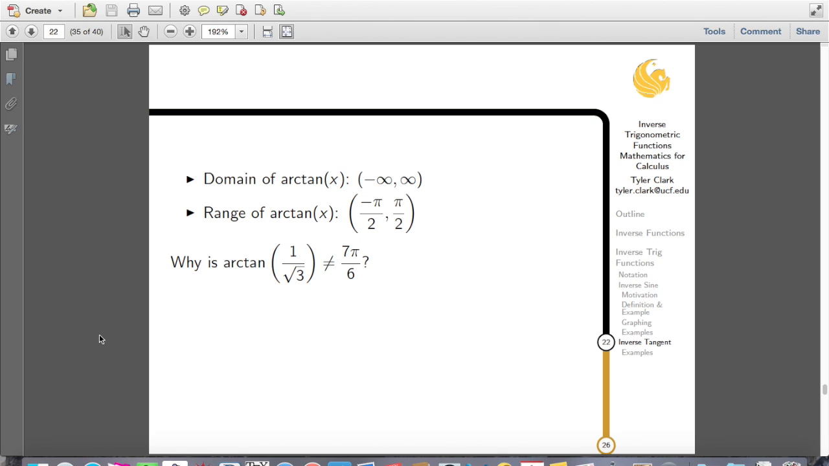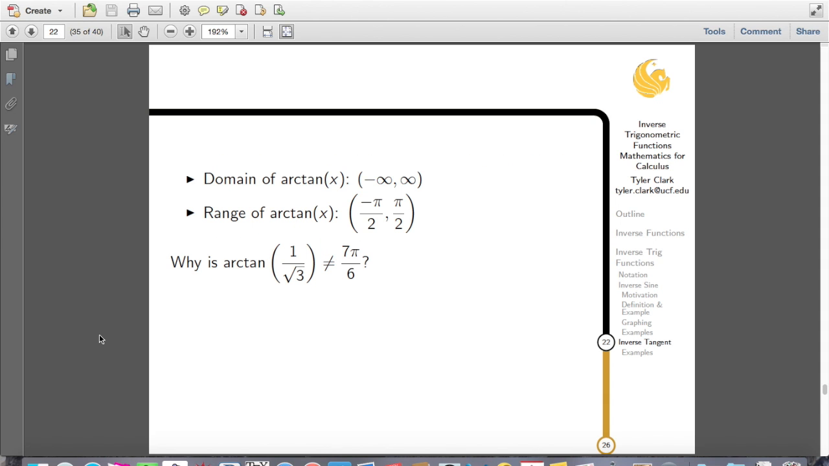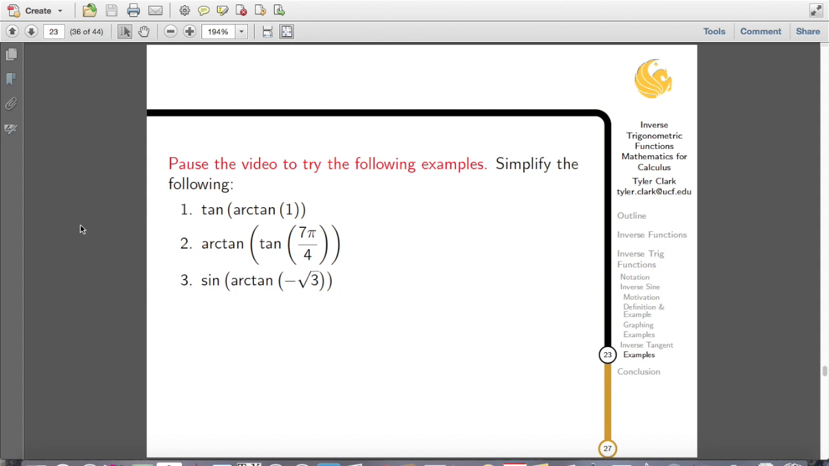Now, if we look at this question, it's a similar question with the arcsine. Why is the arctangent of 1 over square root 3 not equal to 7 pi over 6? Well, the answer to this question is 7 pi over 6 is not in the range of our arctangent function, so the arctangent of 1 over square root 3 cannot be 7 pi over 6. Now I'd like you to pause the video to try the following examples.